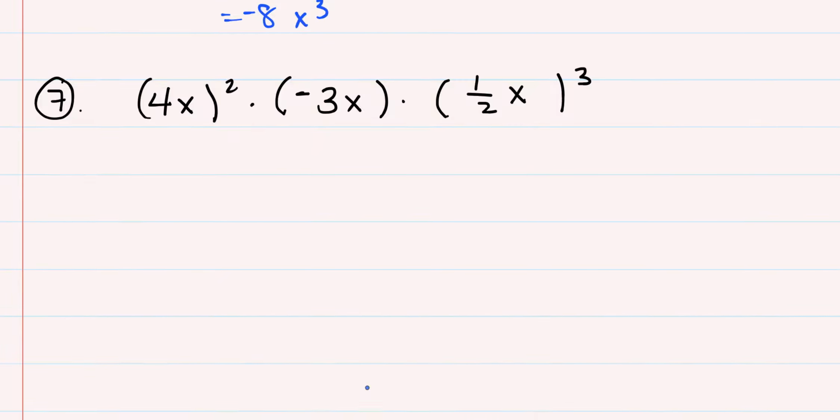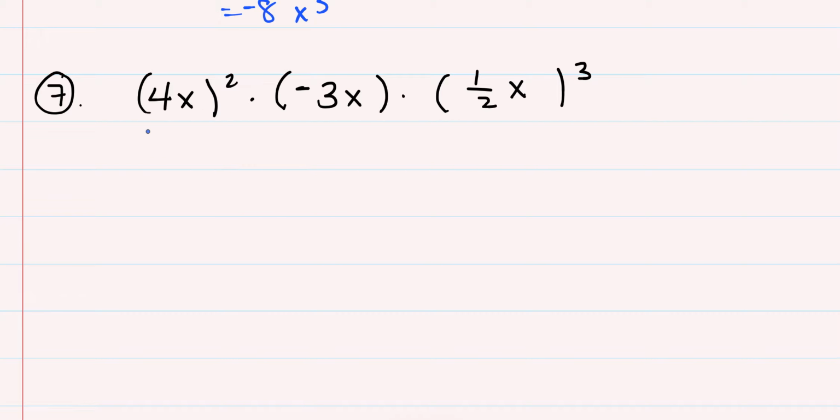How about this problem? I'm going to work this 2 ways, and you can choose the way that you like the best. The first way is I'm actually going to write 2 of these 4x's because this is squared, and I'm going to write 3 of these because this is a cubed. So this is 4x times 4x times this negative 3x.